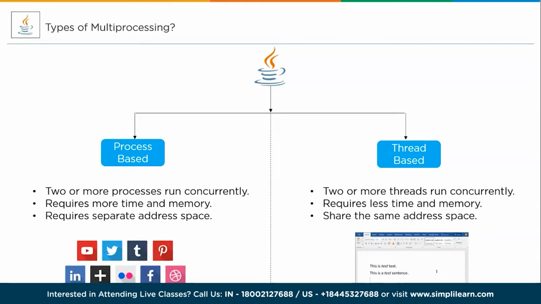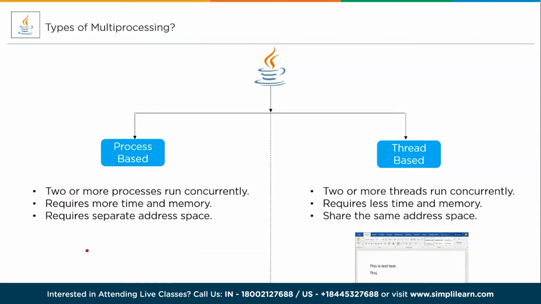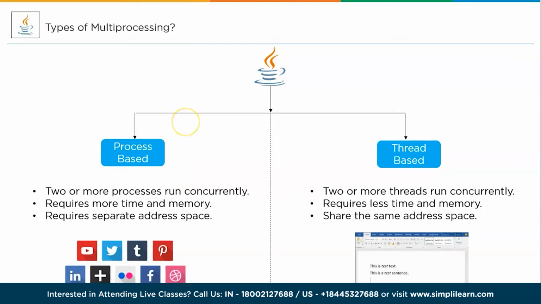What's the difference? Yeah, they might seem same, but the thinnest line of difference is when we look into the process-based multiprocessing, it runs two or more processes concurrently. And threads, they execute two or more threads concurrently. So what is the difference between a process and a thread?